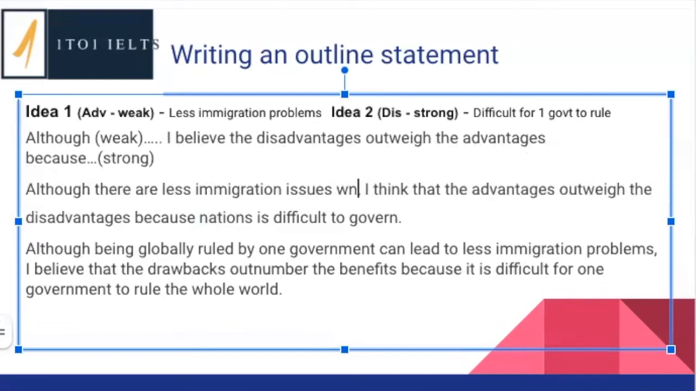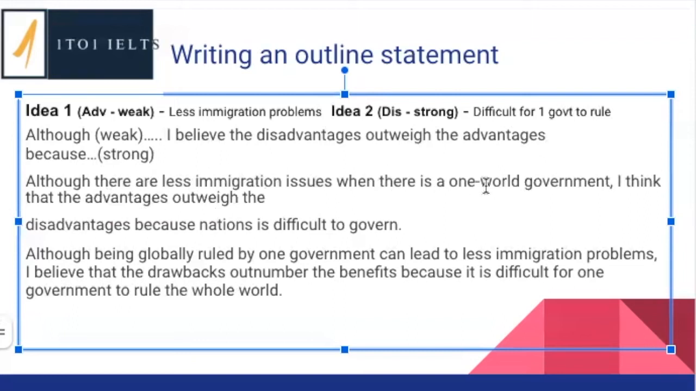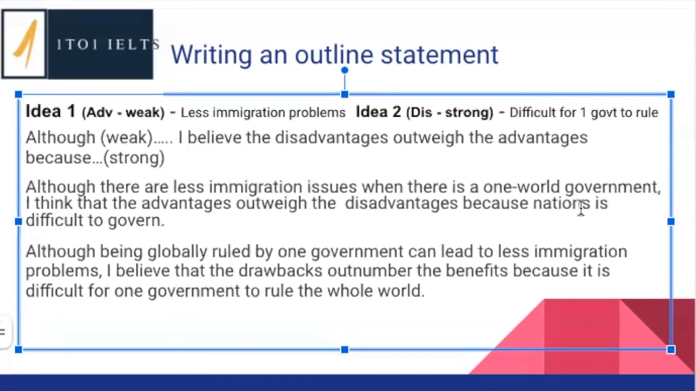So let's have a condition. When? What is the condition? There's less immigration when there is. What situation creates less immigration issues? National governments or one world government? One, okay. So although there are less immigration issues when there is a one world government, I think the advantages outweigh the disadvantages, because nations are difficult to govern.